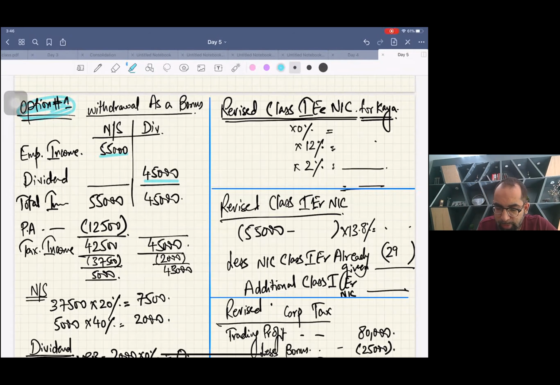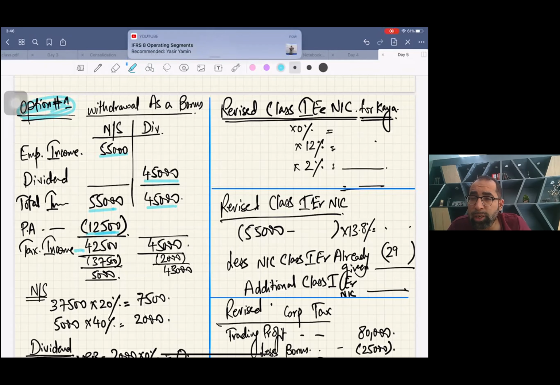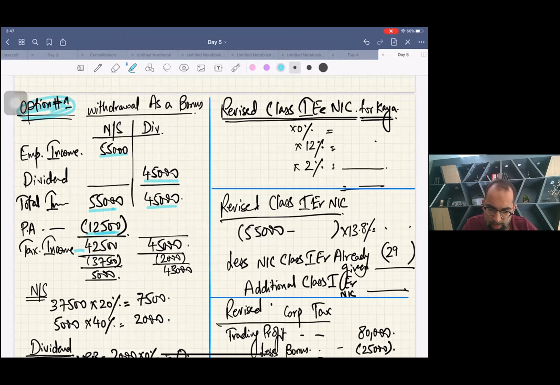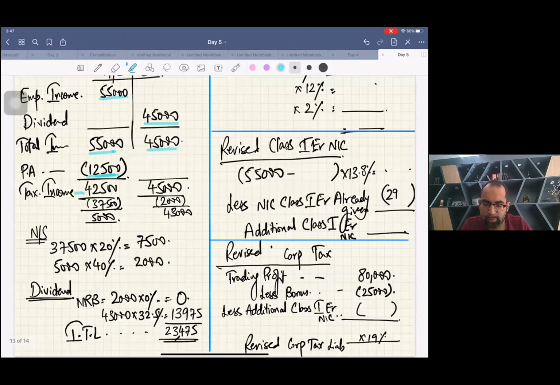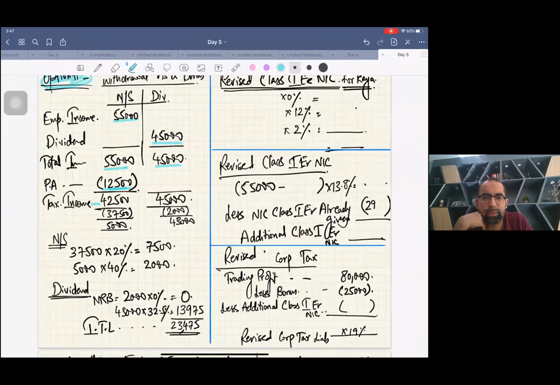Now 55 is the total. 55 plus 45 is 100,000, so your ANI will also be 100,000. And when your ANI is 100,000, you will have a fixed personal allowance of 12,500. So let's deduct the personal allowance of 12,500. You will have taxable income of 42,500. Now, respected students, it's once again a basic income tax calculation, and you all are masters of it. 42,500 is your taxable income of non-saving.